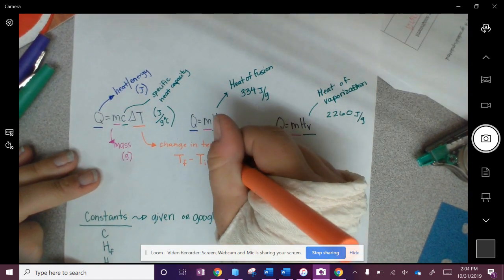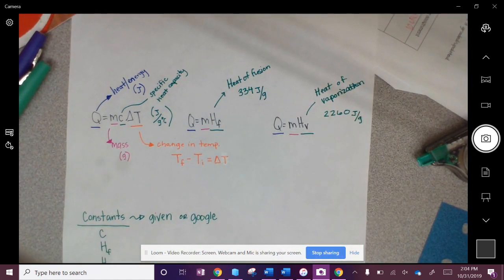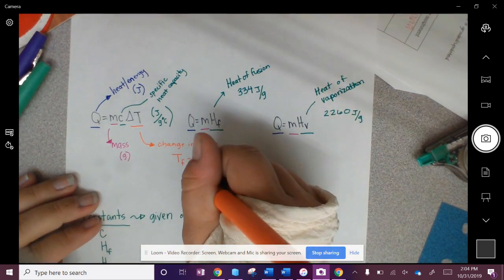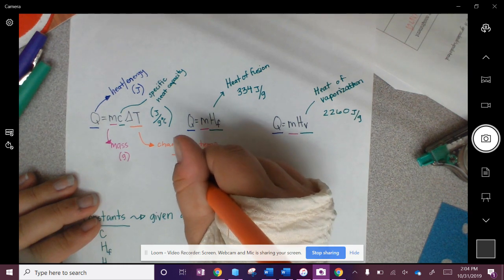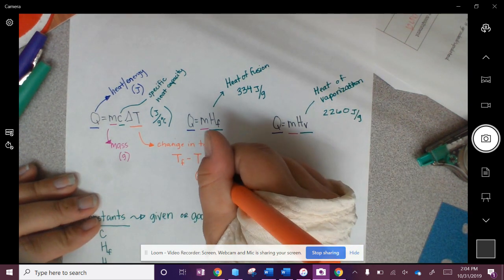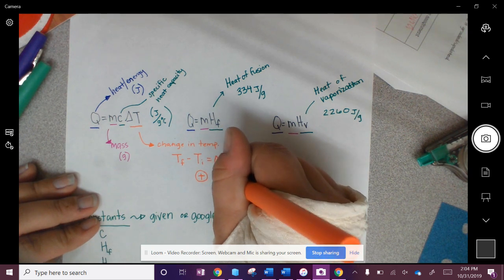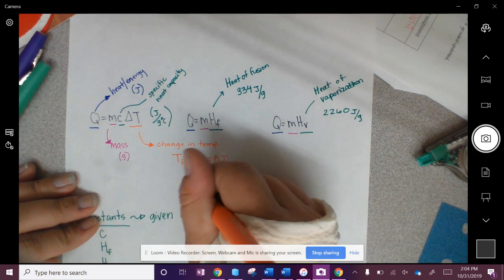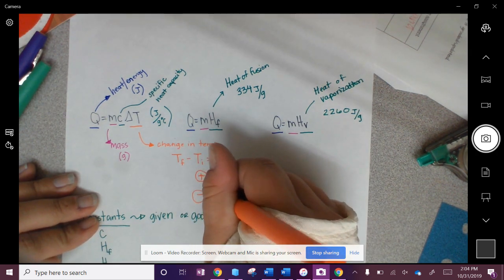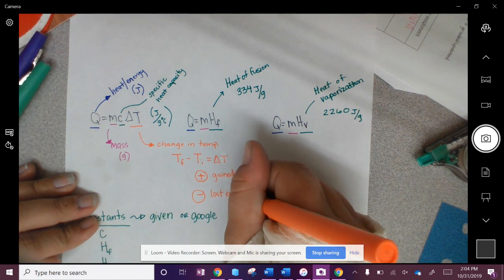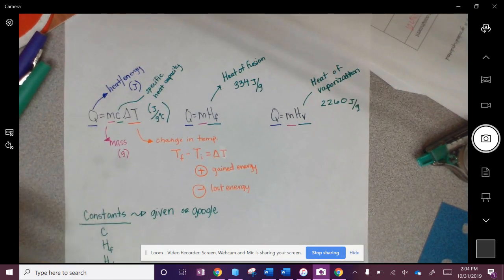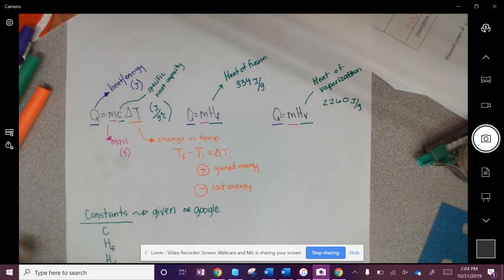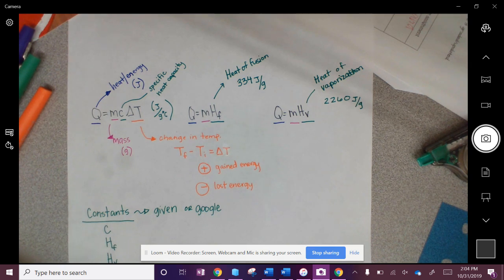Okay, here we go. So the sign is important. A positive sign means that, if we have a positive temperature change, it means that we gained energy. And if we have a negative sign, it means that we lost energy. And that's going to go back to our Q's as well. So that's important to know. Okay, so I think that that's it in terms of the variables and the formulas themselves.